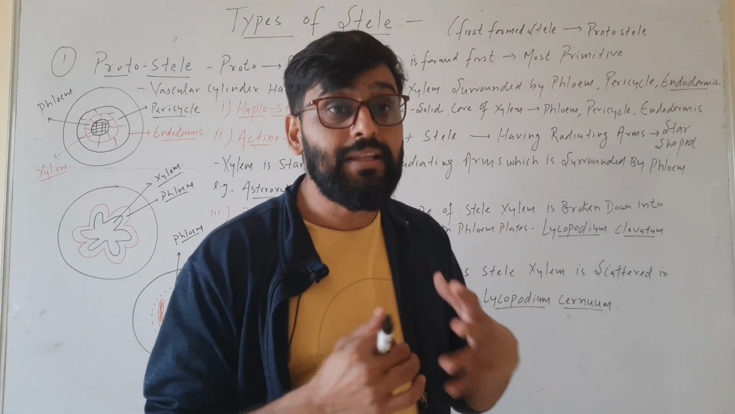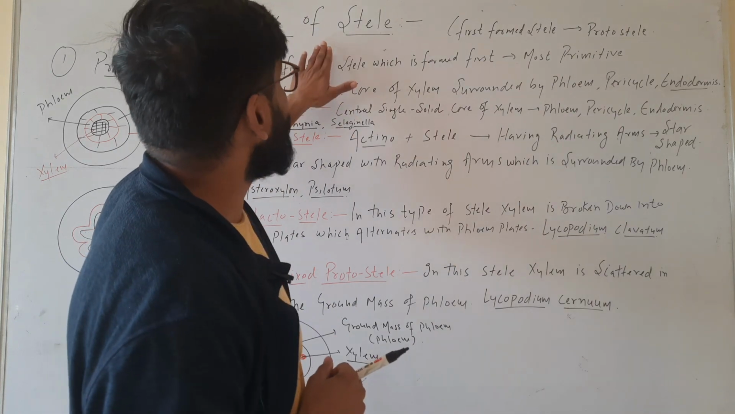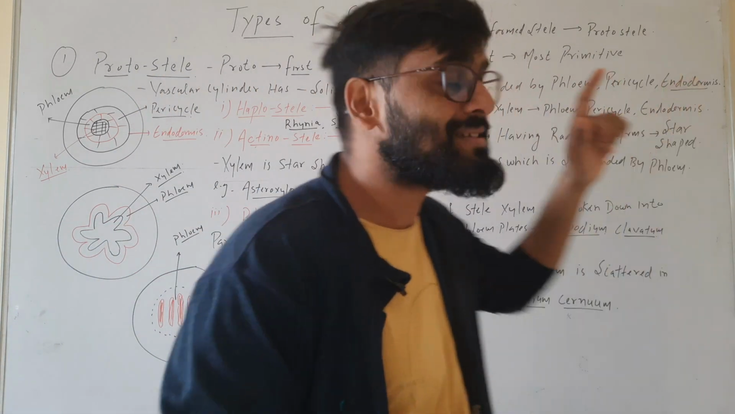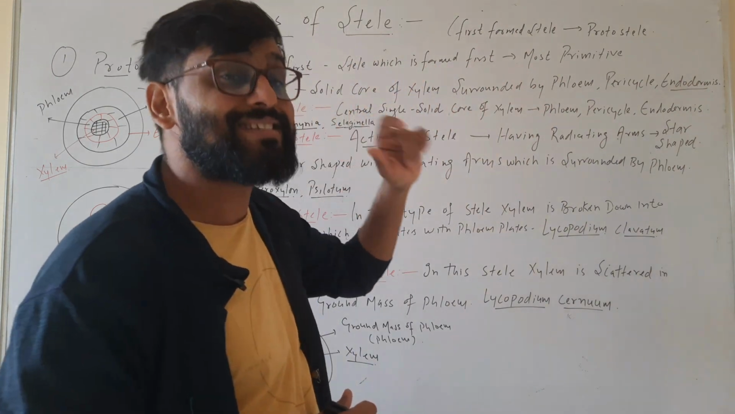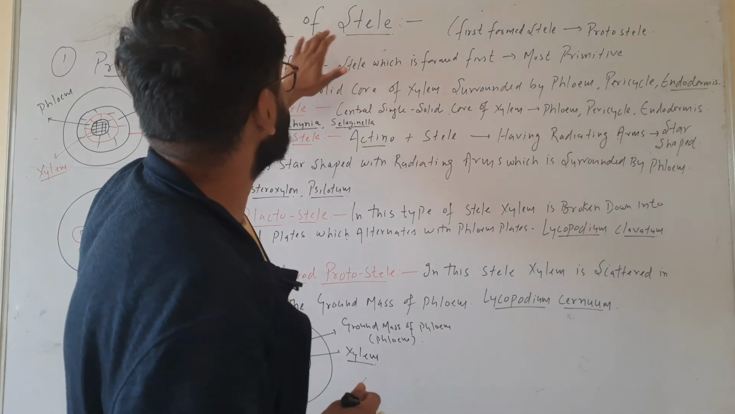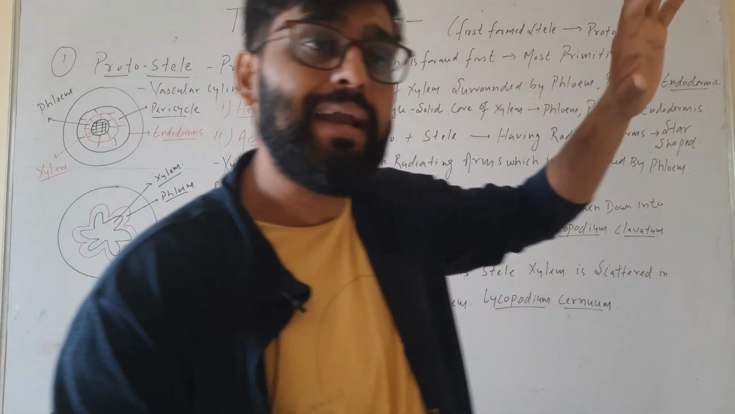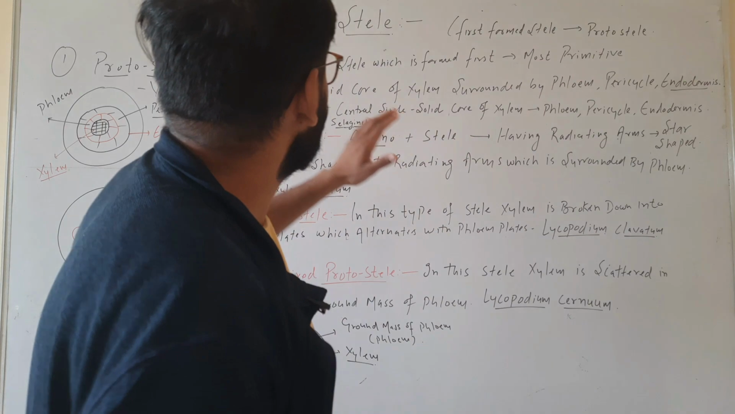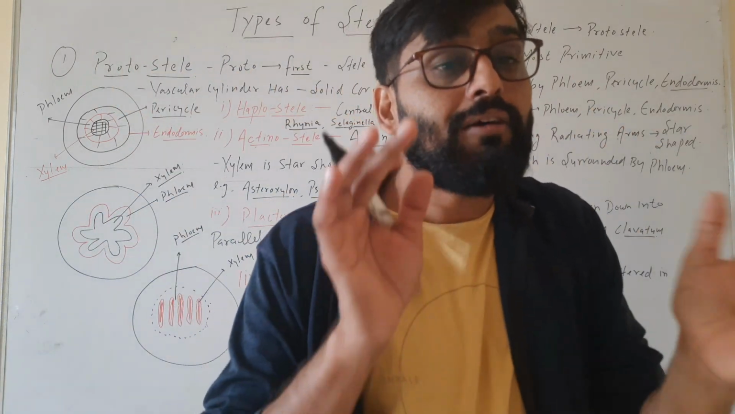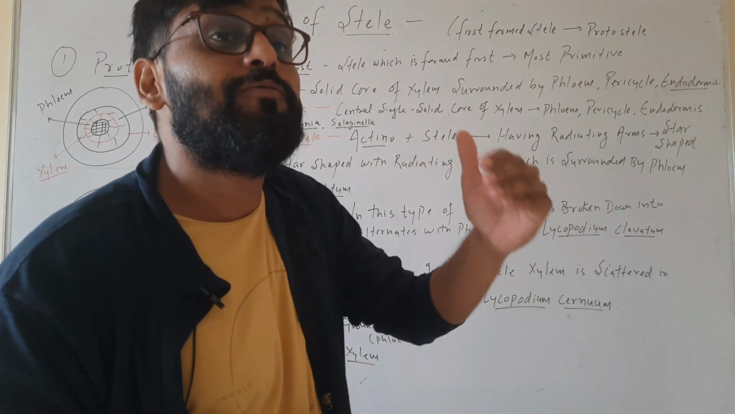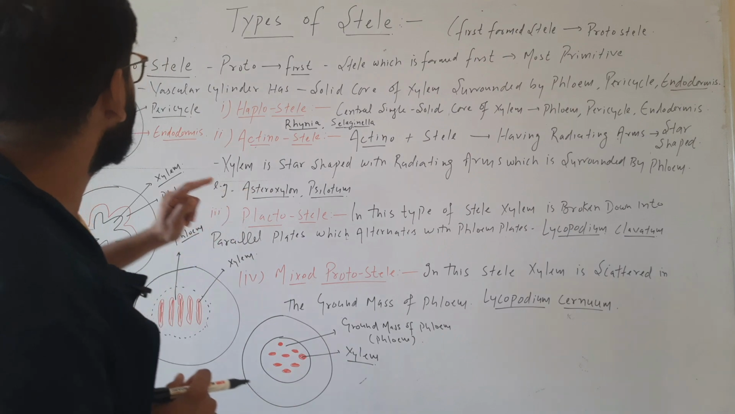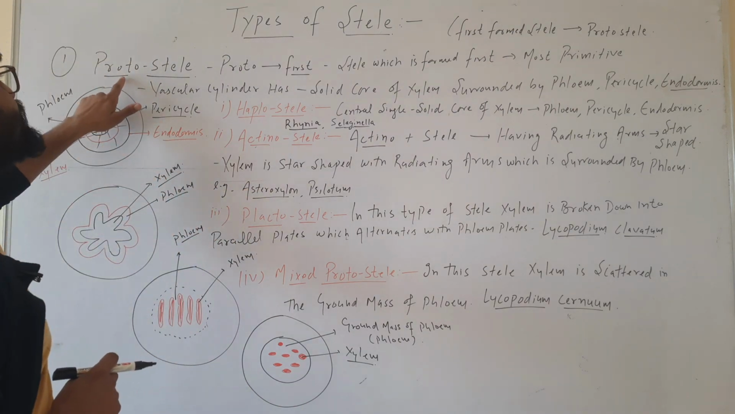Sam's Biology. In this video we will discuss types of stele. So first we should know what a stele is. We have discussed this in our earlier video: the stele is the central core of the vascular cylinder that contains xylem, phloem, pith, pericycle and medullary rays. This topic is very long. We will cover it in 2 or 3 videos. So this is the first part of types of stele. In this video we will cover the first type, that is protostele.